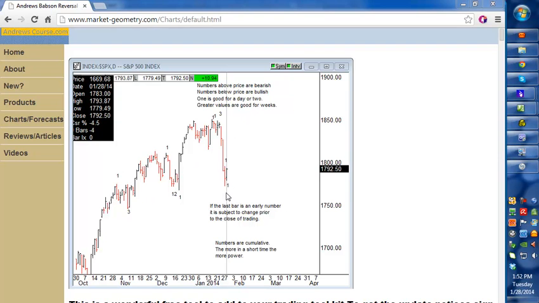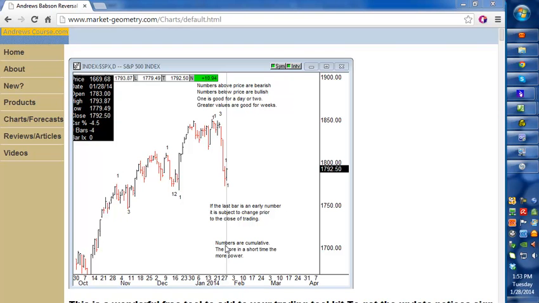Anyway, but what happened is today, for example, when prices were about over here, we were able to publish that this was a low 1, and we put it up on the charts here. And letting people know that if the last number is an early number like it was this morning, it is subject to change prior to the close of trading. And lo and behold, at the close of trading, we found we had a low 1 and a high 1. Very unusual to get that.